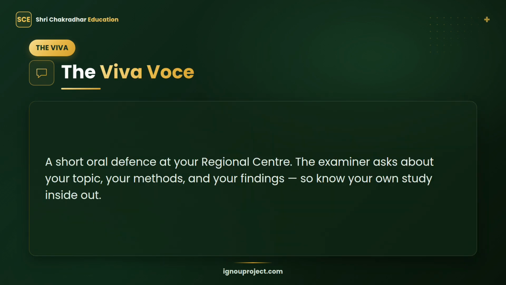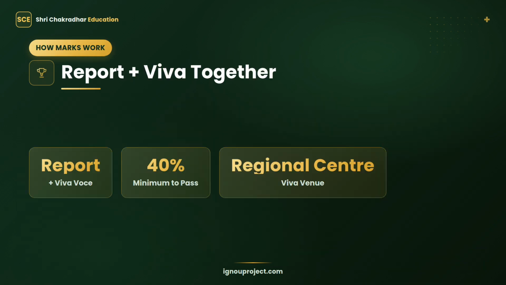After submission comes the Viva Voce, a short oral defense held at your regional center, where an examiner asks you about your topic, your methods, and your findings. Your final marks come from both the report and the Viva together, and you need at least 40% to pass. So do not go silent after submitting. Revise your own objectives and methodology before the Viva. And be ready to explain your Jaipur data in your own words.